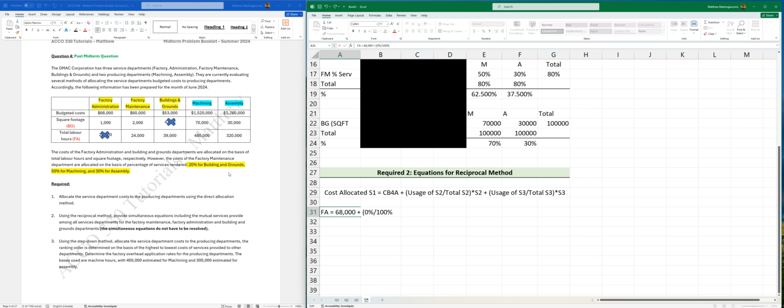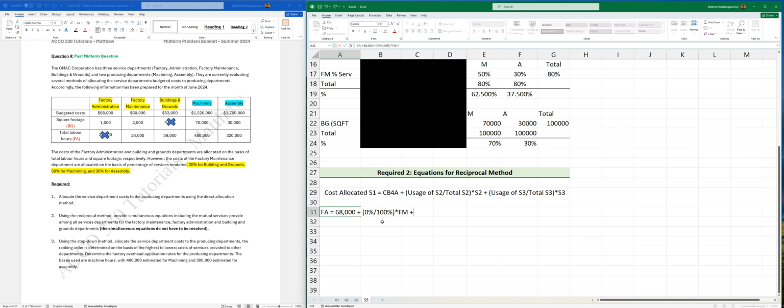Because there's no self-allocations here for factory maintenance, which would be very tricky, by the way. Because they technically could put that factory maintenance allocates 5% to themselves, and then you would have to shift around everything anyway. So just always be careful if they give you the percentage of service rendered and they tell you, well, we allocate 5% to ourselves, right? There might be a question like that in our midterm reviews. Who knows? So anyways, 0% over 100%, and you take all this and you multiply that by FM.